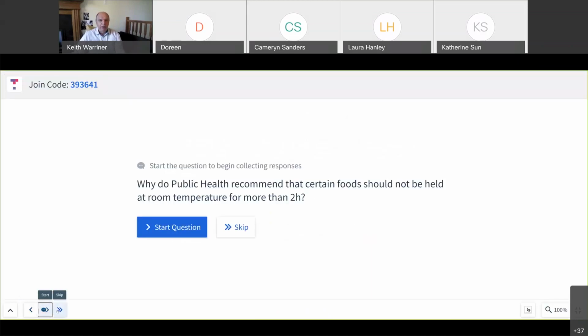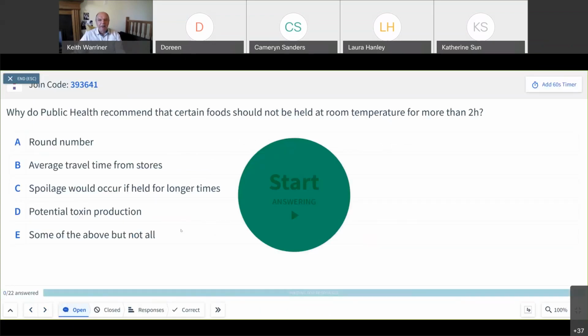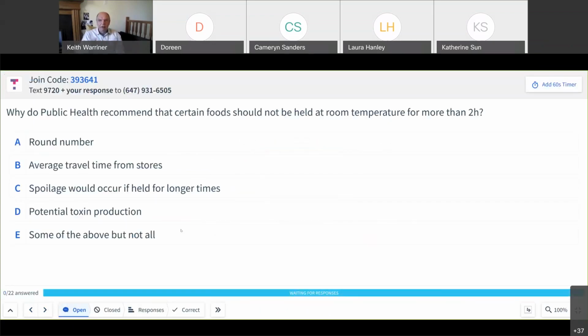If you're a public health inspector, they'll say foods should not be held at room temperature for more than 2 hours. But why is that? Is it because somebody said, well, 2 hours seems reasonable? Is it because it's the average time to travel to stores? Is it that spoilage would occur if held longer? Or is it potential toxin production? It's some of the above or all of them. Oh, we're out of time again.